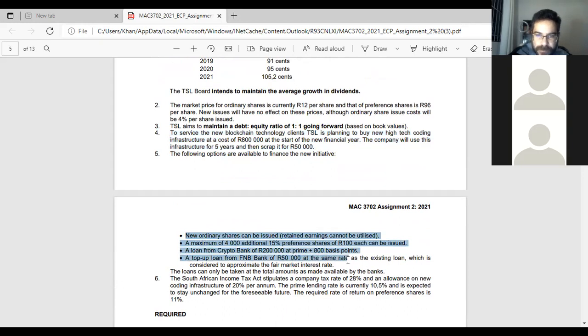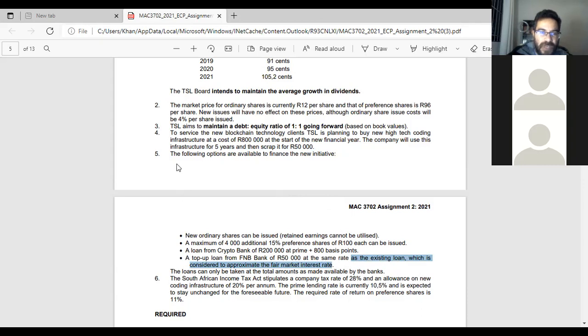The only one that's important is here, a top-up loan from FNB Bank of 50,000 Rand at the same rate as the existing loan, which is considered approximate the fair interest rate. So the market rate is the same, so we're okay. Just take note that 16.67 above, that is the coupon rate. But they are telling you that the rate of the existing loan is considered the same as the market rate. So the 16.67 is the coupon rate and is also the market rate. Just take note of that.